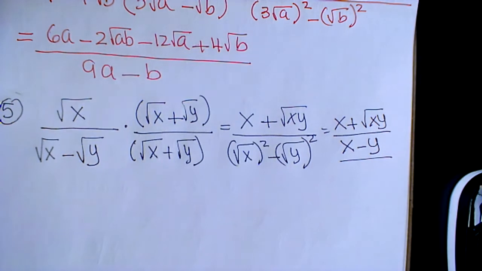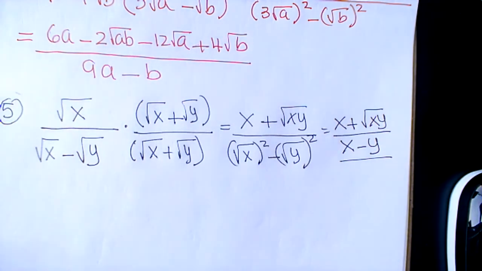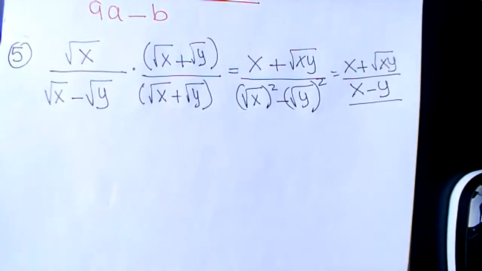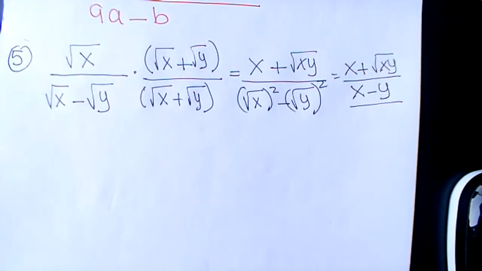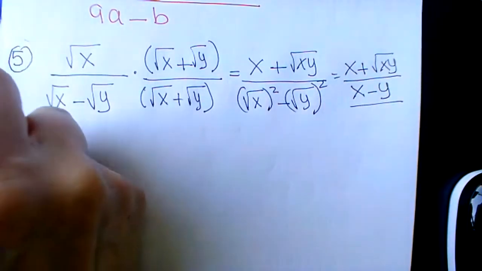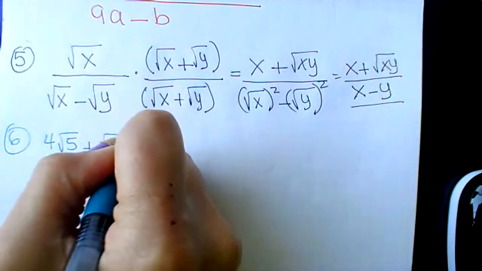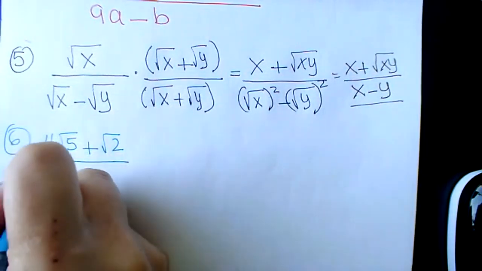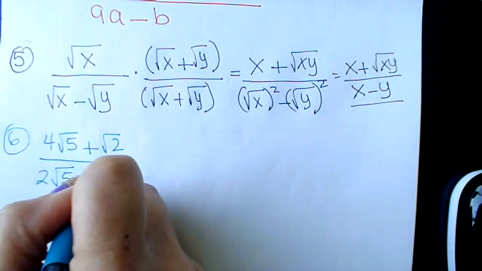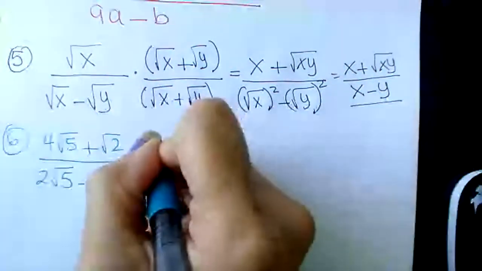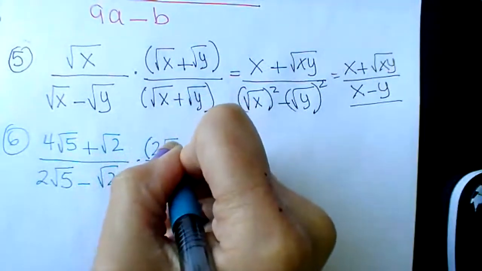Oh, let's do this one too. Did we do anything like this? Oh, no, we haven't. Okay. 4 square root of 5 plus square root of 2 divided by 2 square root of 5 minus square root of 2. So what do we do here? I'm going to multiply by the conjugate of the denominator.